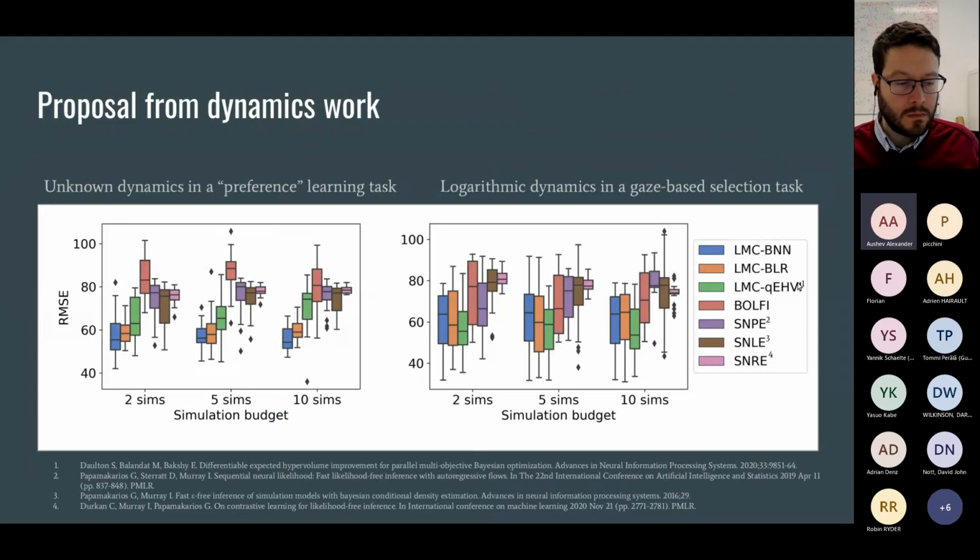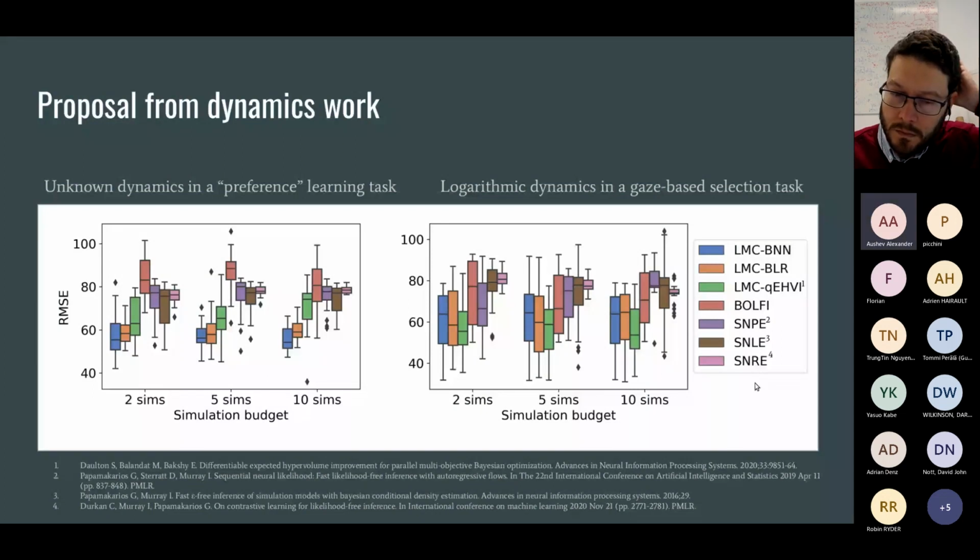We also tried to not use the transition dynamics model and use a multi-objective acquisition function, which is a Q expected hypervolume improvement. We used classic Bayesian optimization for likelihood-free inference, so without any knowledge of the transition dynamics, and we used three different types of the sequential neural estimators for the posterior, for the likelihood, and for the ratio.